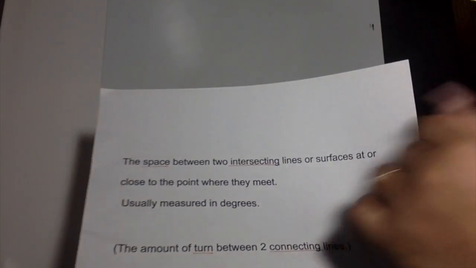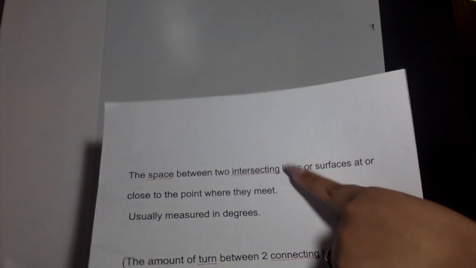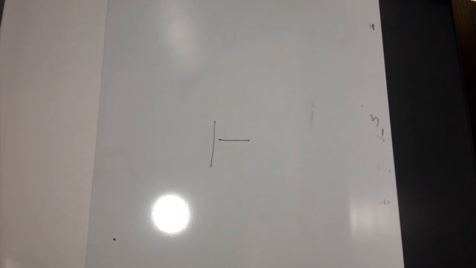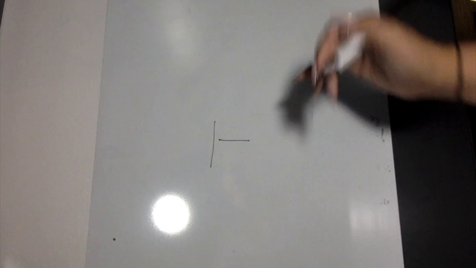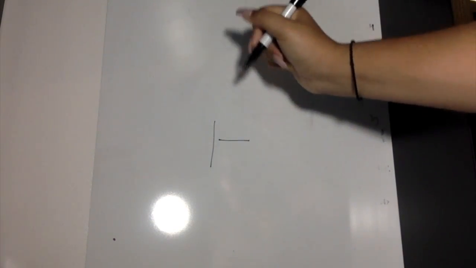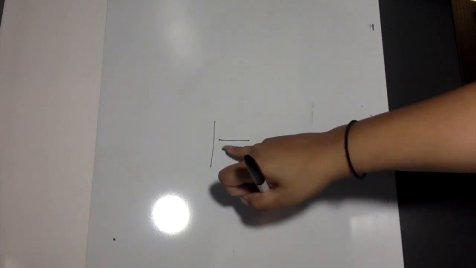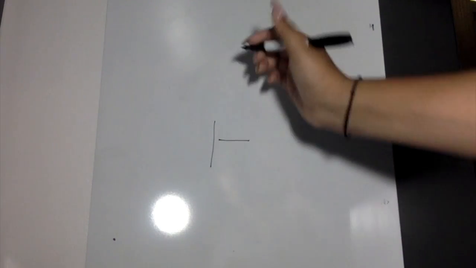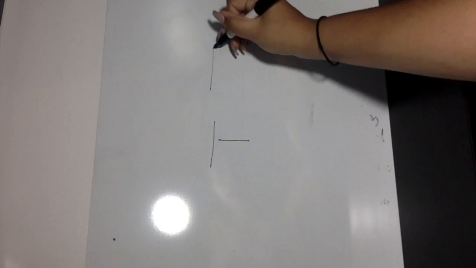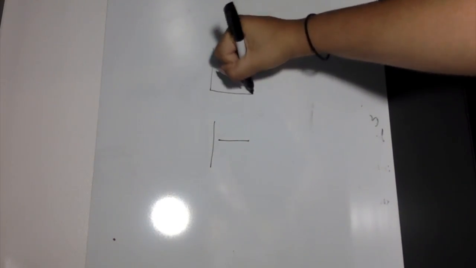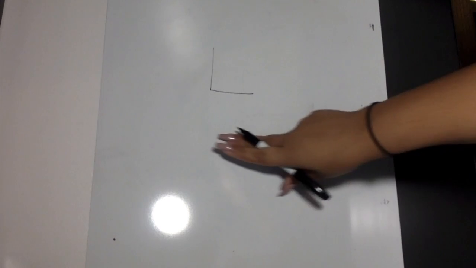In our definition it says the space between two intersecting lines. Well, we have our two lines, but they're not intersecting yet. In order for them to be intersected, that means they have to be touching. They need to meet. So in order to intersect them, they need to be meeting at their ends. So we can do one here and meet them together at the bottom. I'm going to erase these two.